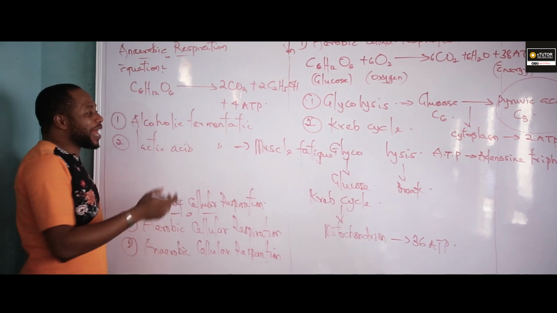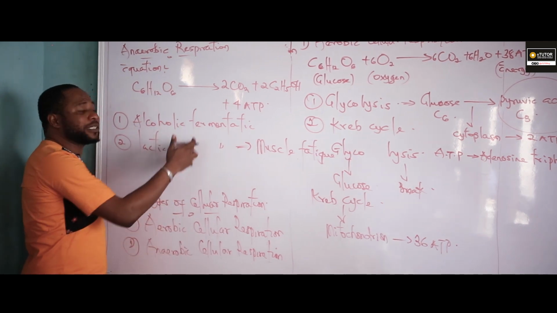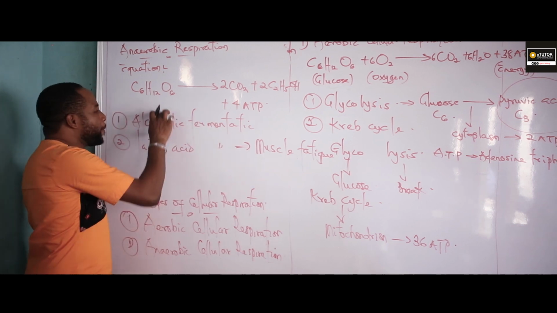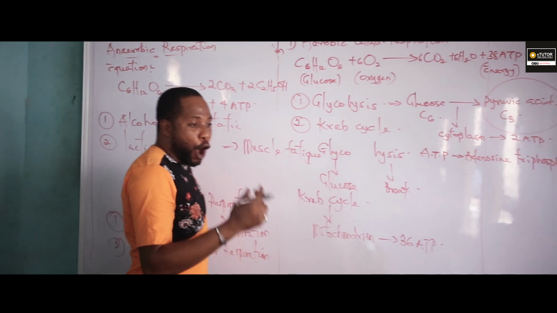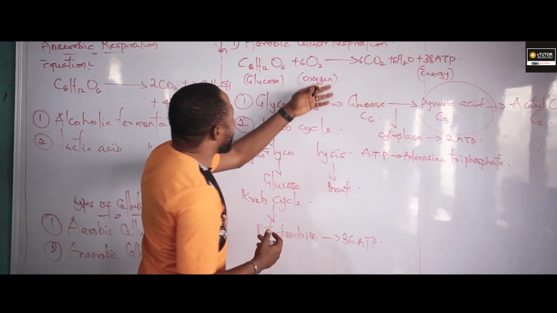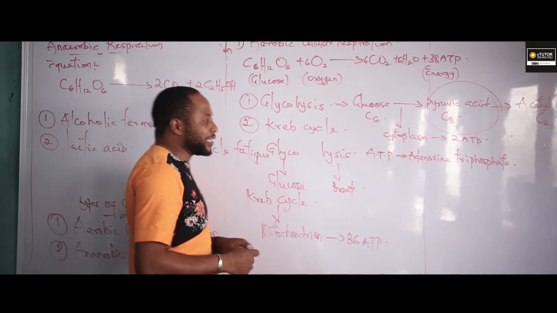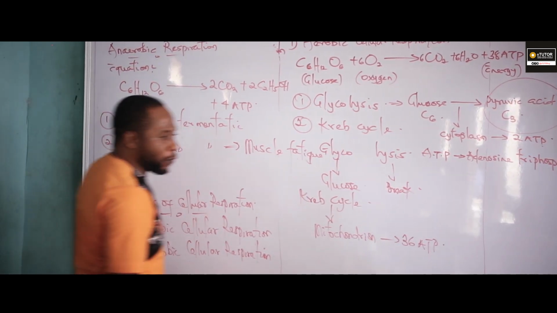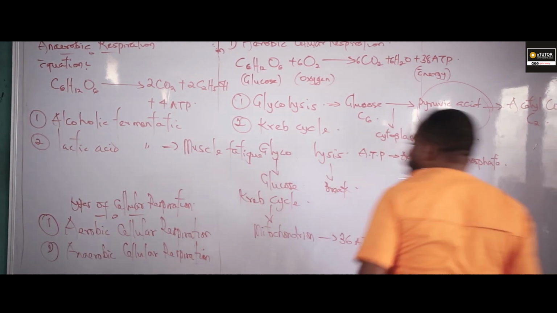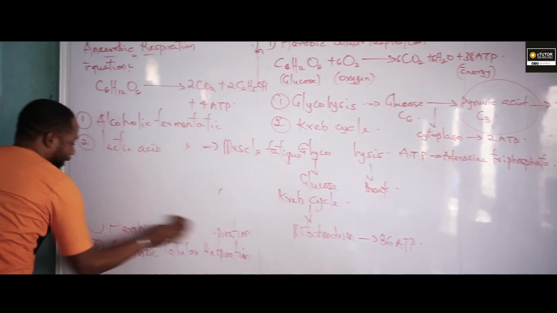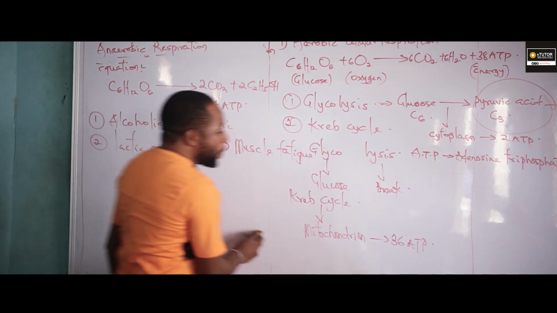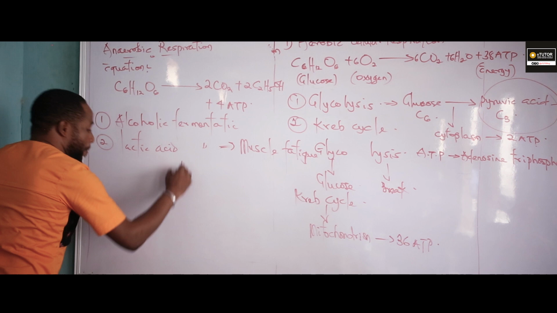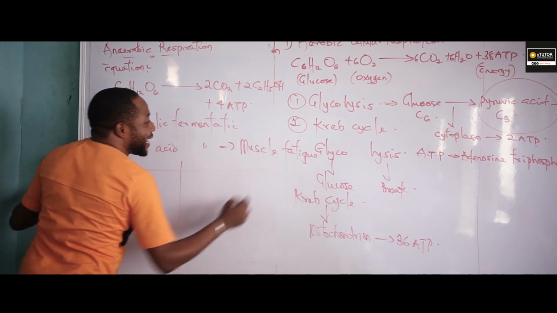Though the equations are a little bit similar because they both generate ATP, both occur in the absence of oxygen, while aerobic respiration occurs in the presence of oxygen. Now let's look at the equations to find our differences between aerobic and anaerobic respiration. That was our next subtopic.